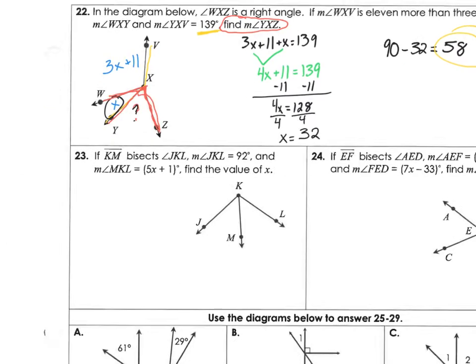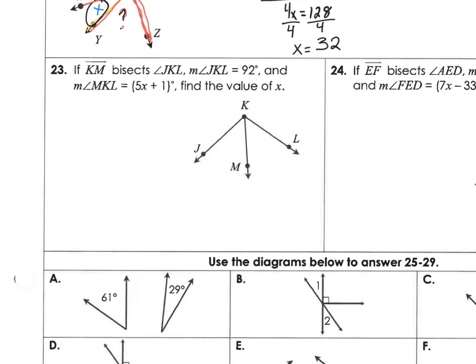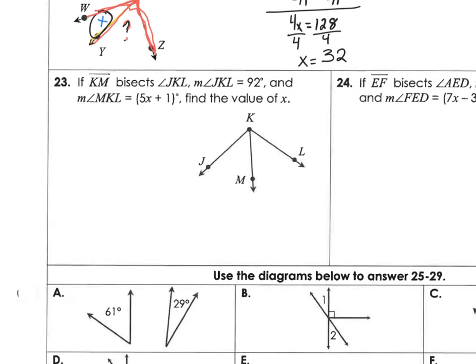Let's go down to 23. Okay, if KM bisects, so if it bisects, we know what? That the two angles are equal. Okay, good. JKL, so the whole thing is 92. And MKL is 5x plus 1.